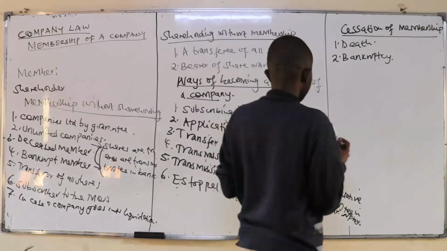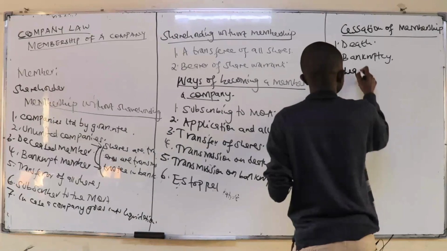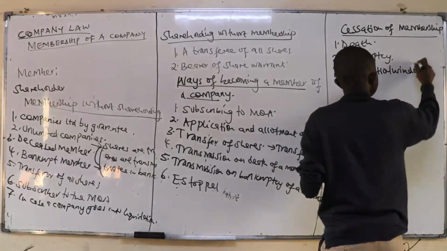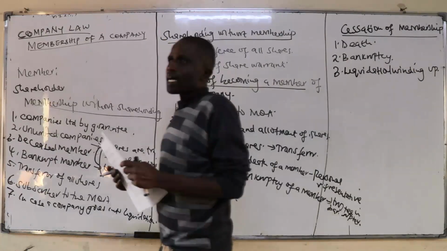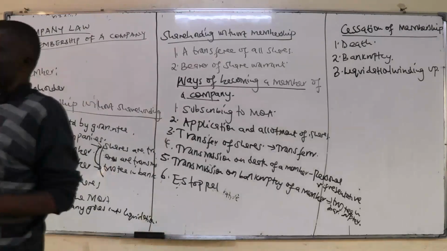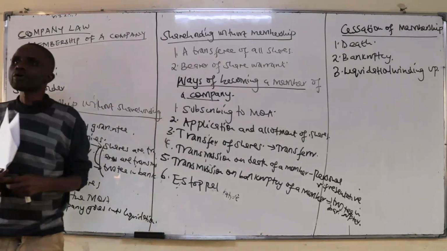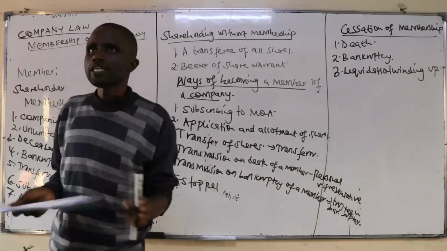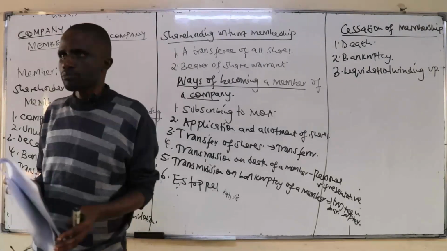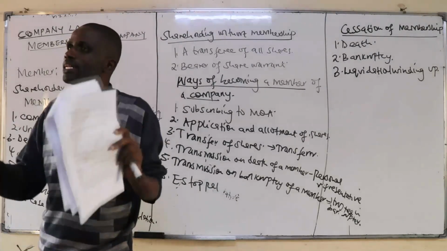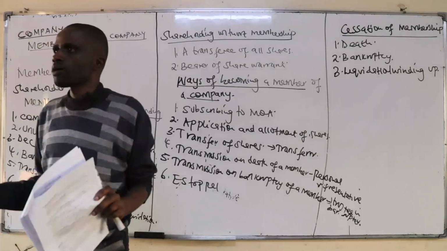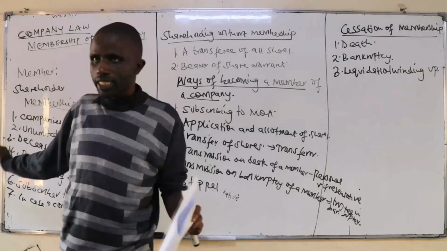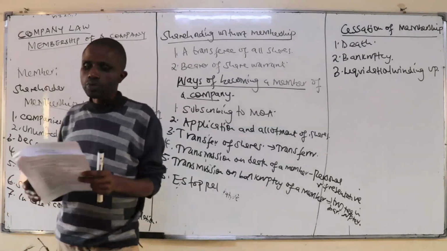Three is liquidation or winding up. Once a company is liquidated or wound up, any membership is stopped. Is that clear? Yes. Upon the winding up becoming effective, once the company is declared wound up or liquidated, any membership is stopped or ceased.